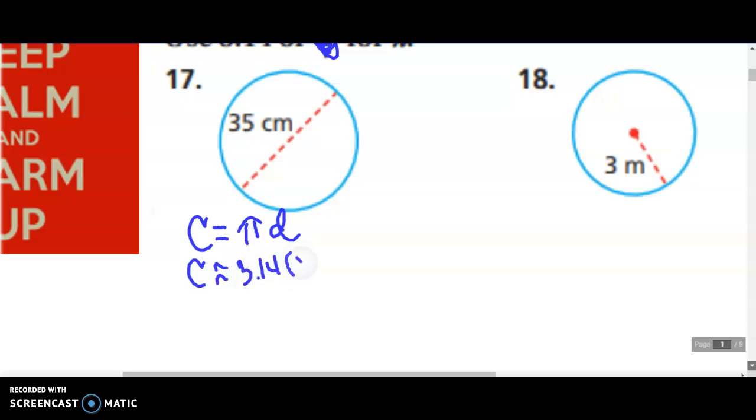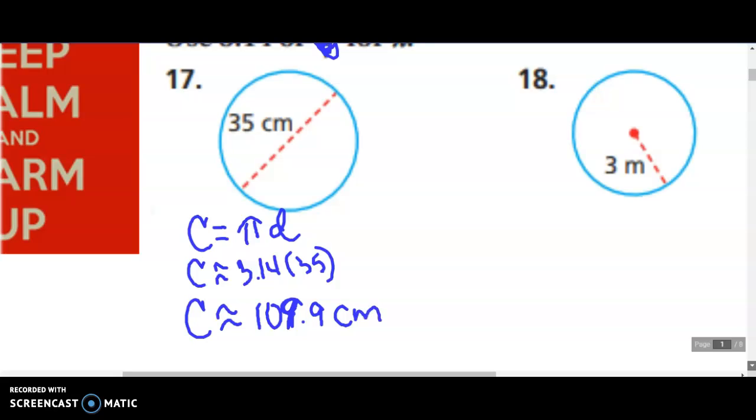Then we're going to fill in. C is about 3.14 times 35, and when we do 3.14 times 35, we find that C equals 109.9, and we don't have to round because that is the nearest tenth, so we give it a label.